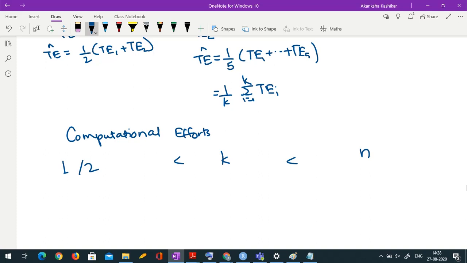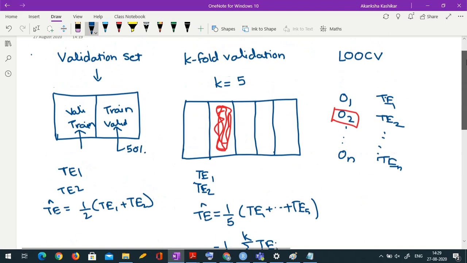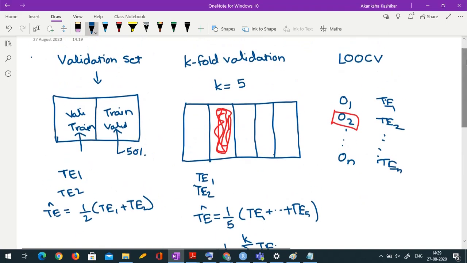As a result, my computational efforts go on increasing. So in LOCV, the computational efforts are largest. Okay. Now, let us go to some non-obvious pros and cons. What is the size of training data and test data in each of these cases?